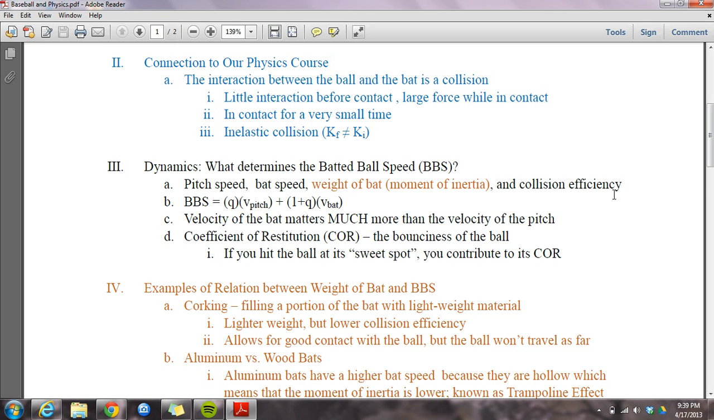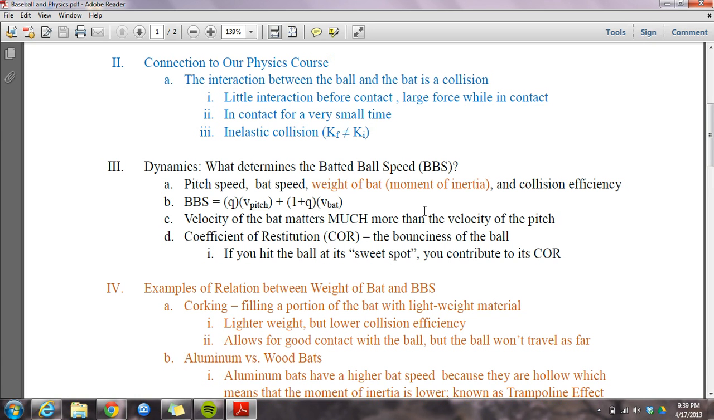That part of the lecture was more in-depth research, which goes beyond the scope of this course, but here I have it listed. We see that some key factors have to do with the velocity of the pitch and the velocity of the bat, as well as a coefficient of restitution, which is denoted as Q. Mr. Allen stated that the velocity of the bat matters much more than the velocity of the pitch. And we'll see why that comes into play later in the video.